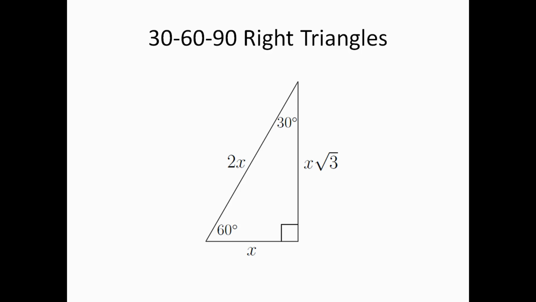So first we'll look at the 30-60-90 right triangles, which are named after their angles. You can see it's got one 30-degree angle, one 60-degree angle, and one 90-degree angle. And their sides are always related to each other in the same fixed way. If you take the side across from the 30-degree angle, the hypotenuse is always 2 times that, and the other side is always root 3 times that.